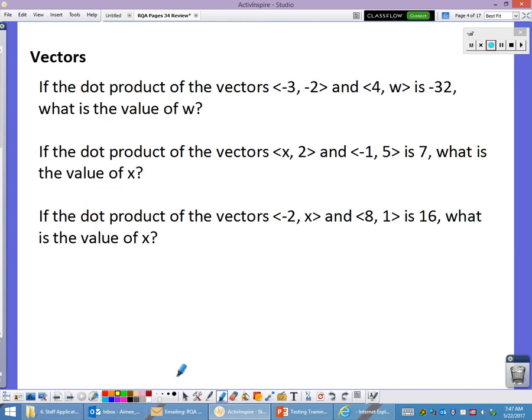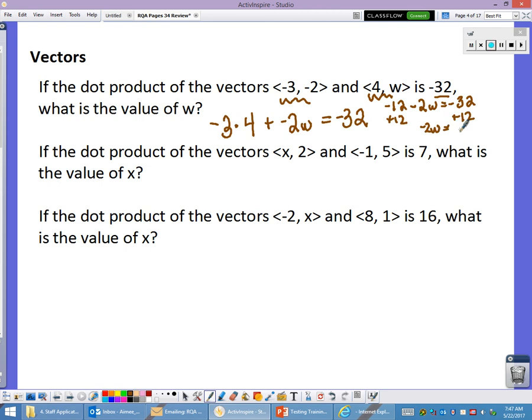Alright, in these we are looking at equations. So if the dot product of these two vectors, negative 3, negative 2, and 4, w, is negative 32, I'm looking for the value of w. So remember, dot product is taking the two x values, the 2 in this case u. I take negative 3 times 4, and add to that negative 2 times w and get negative 32. From here I would just solve this equation for w in order to find what that value is. So my two-step equation would be negative 12 minus 2w equals negative 32. So I'm just then going to add 12 and divide by negative 2. So w is going to equal 10 in this case.